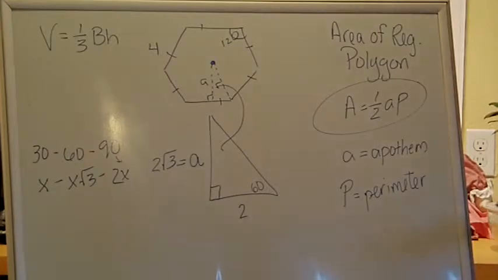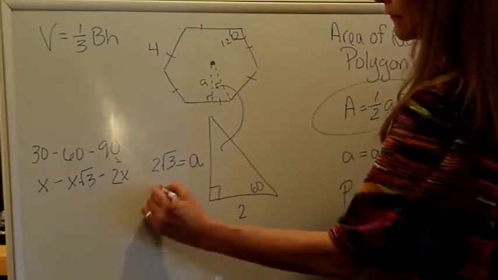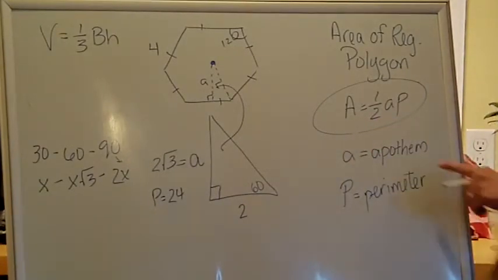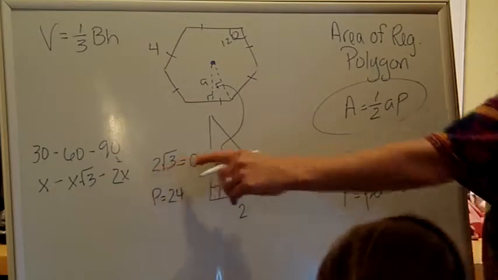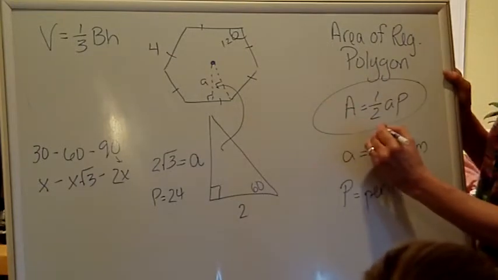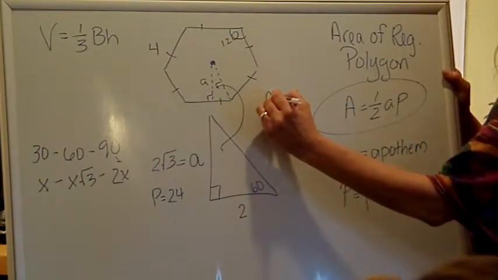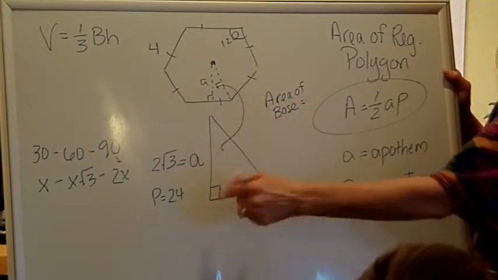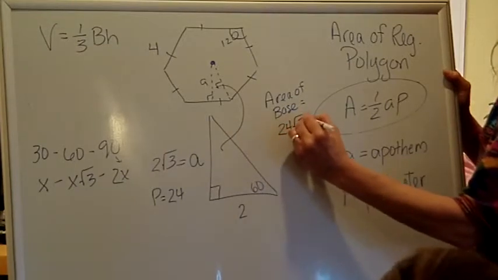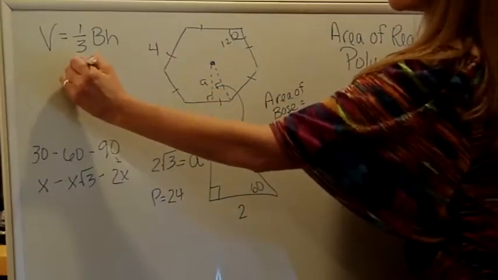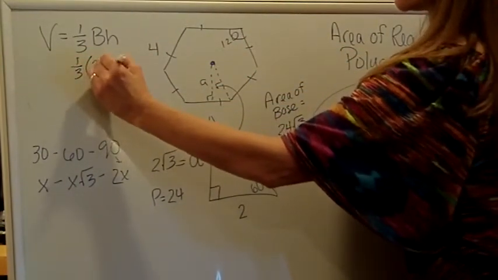Okay, now that we know the apothem, the perimeter is just 4 times 6. So there's A, perimeter 4 times 6 is 24. We can find the area now. I take half of, well, 1/2 times 2 is 1. So the area of your base ends up being 24 square root of 3. So now all you have to do is 1/3 times 24 square root of 3.